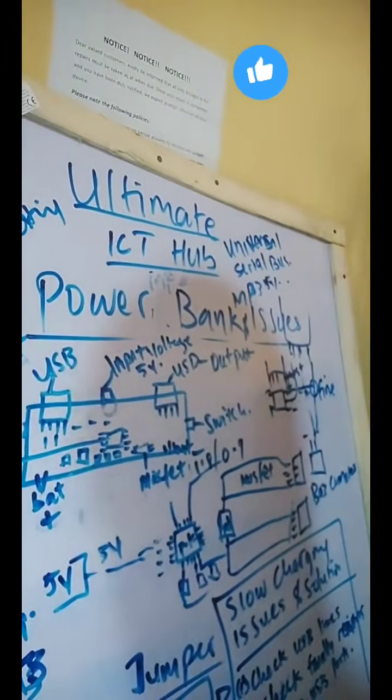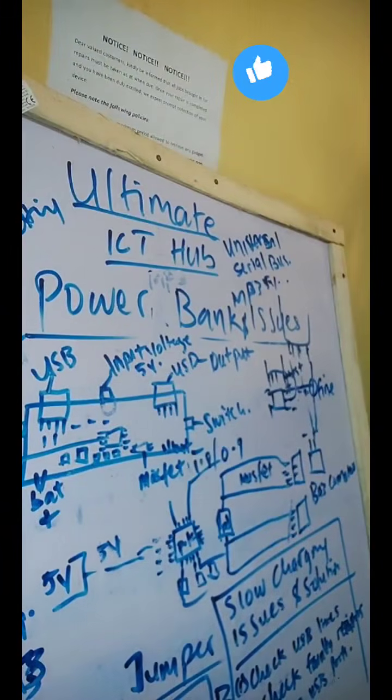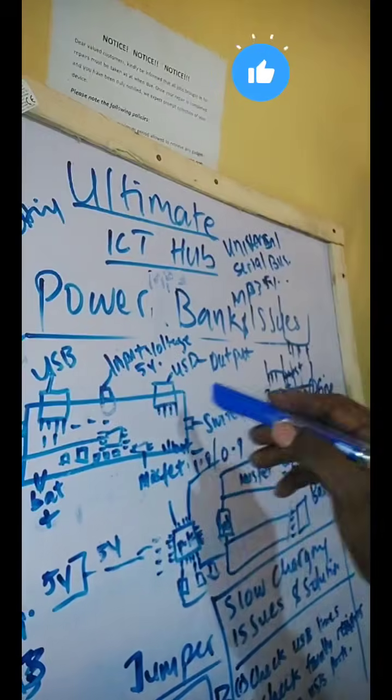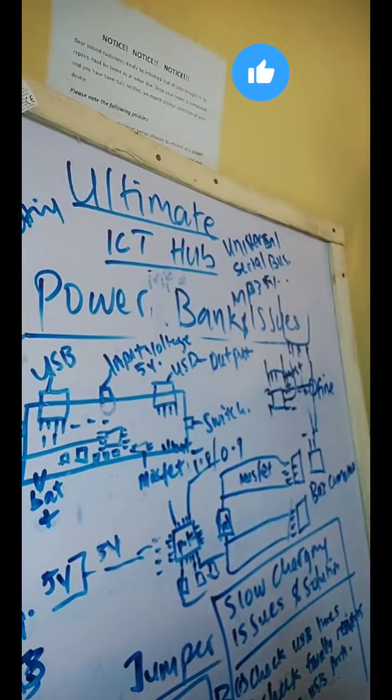This output now, because we are trying to charge the power bank. This output, is it the battery? No. The output is the USB now, like I said. We are trying to charge the power bank.